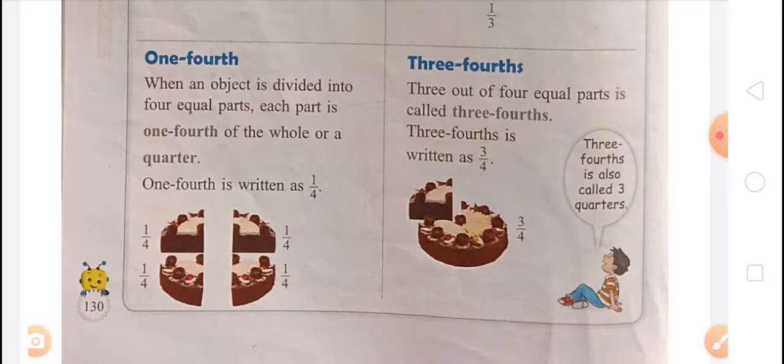Now the next is 3/4. 3 out of 4 equal parts is called 3/4. 3/4 is written as 3 by 4. 3 is the numerator and 4 is the denominator.